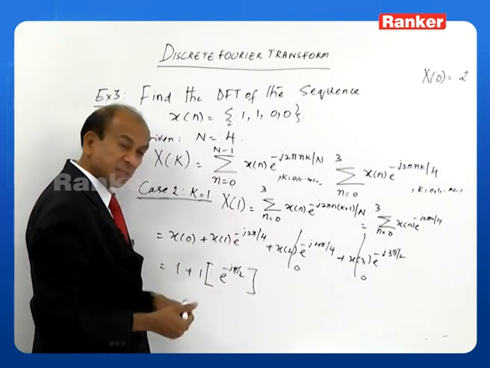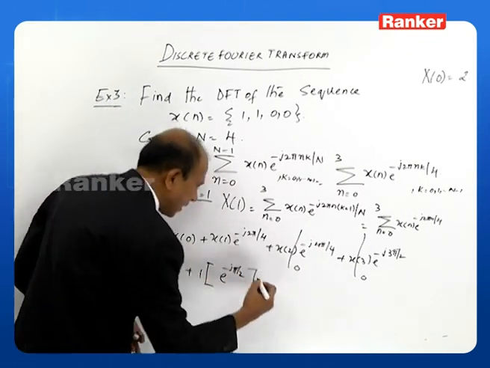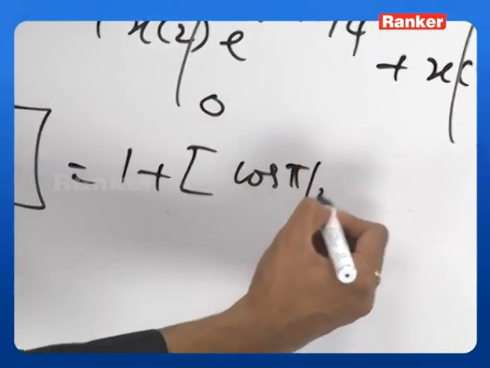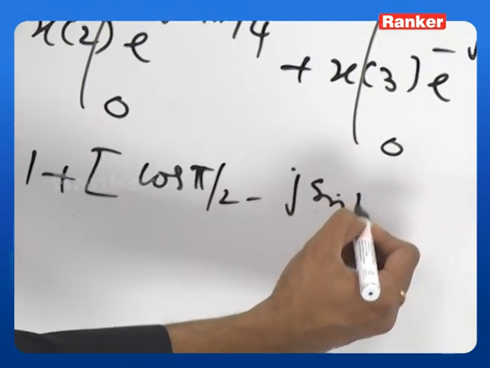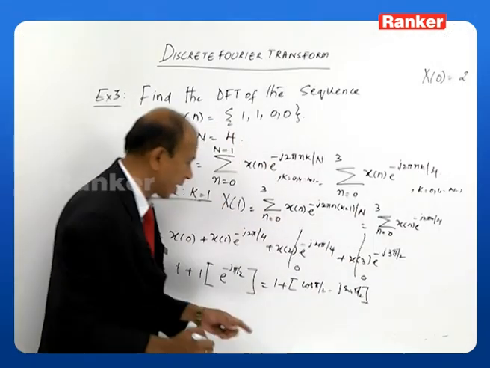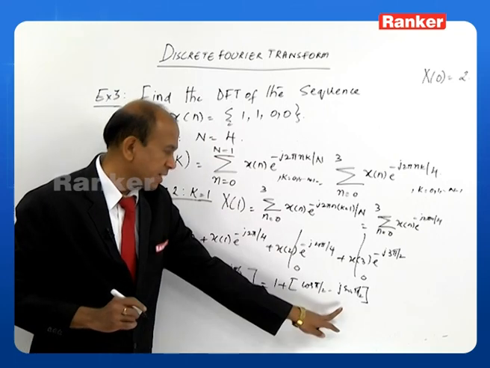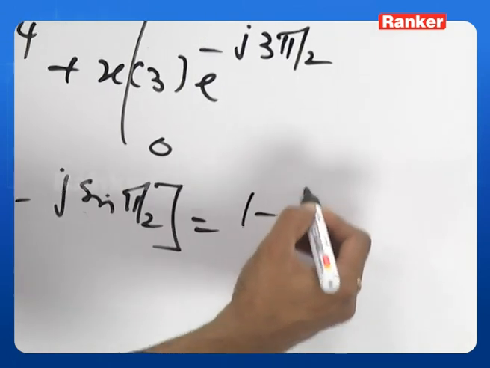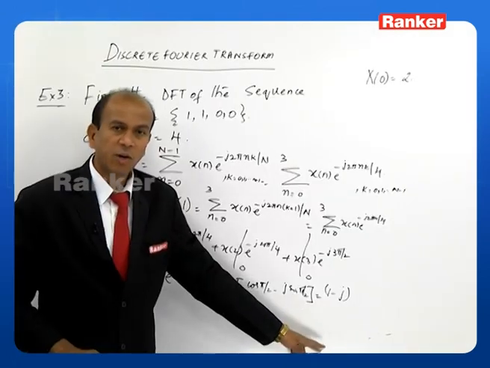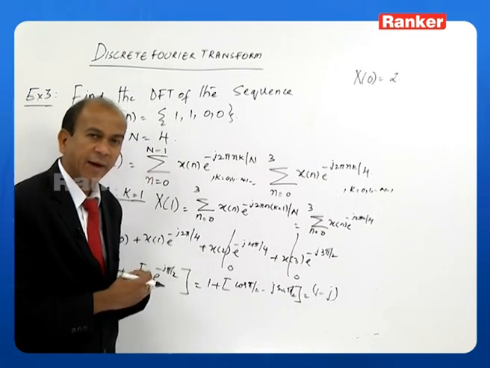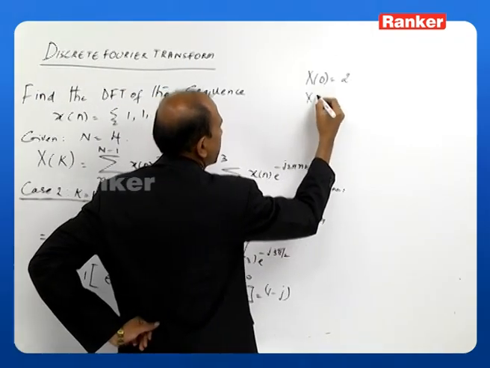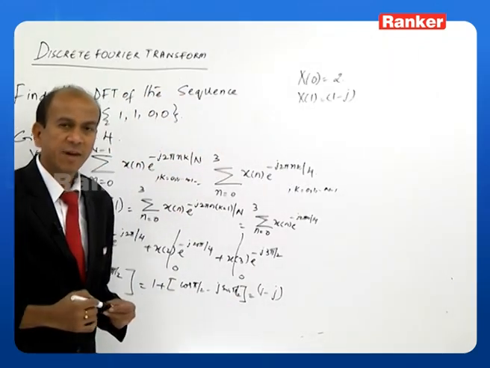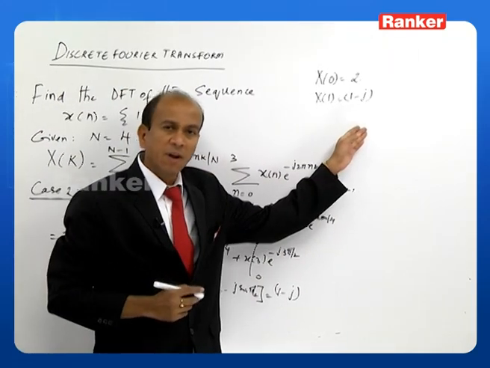Now, I'll expand this using Euler's theorem. So I'll write this like this: 1 plus cos pi by 2 minus j sine pi by 2. Okay, cos 90 is 0, sine 90 is 1. So I can get this as equal to 1 minus j. So now I'll write this value. What is my x of 1? So I'll write down x of 1 here is equal to 1 minus j. So that's where we have written. So x of 1 is equal to 1 minus j there.